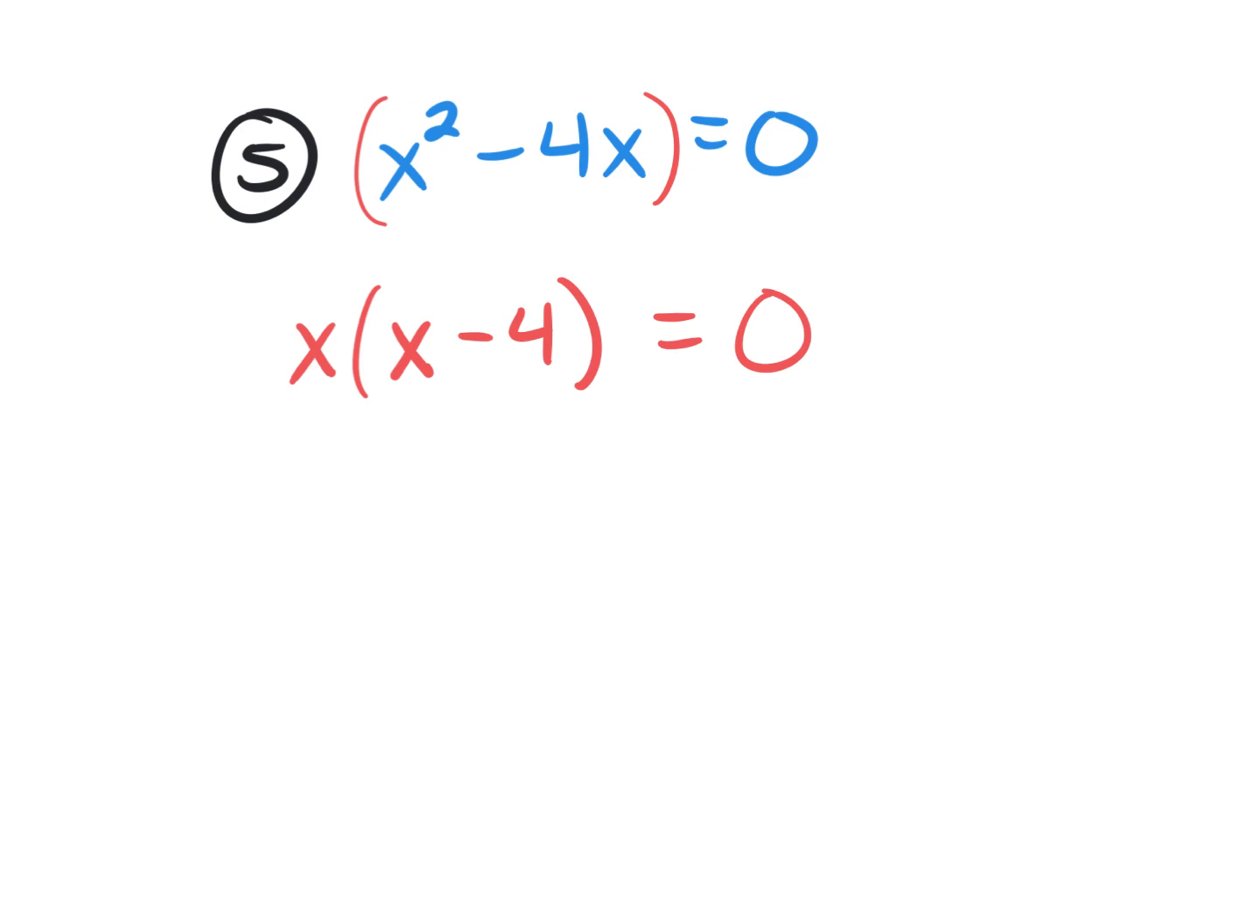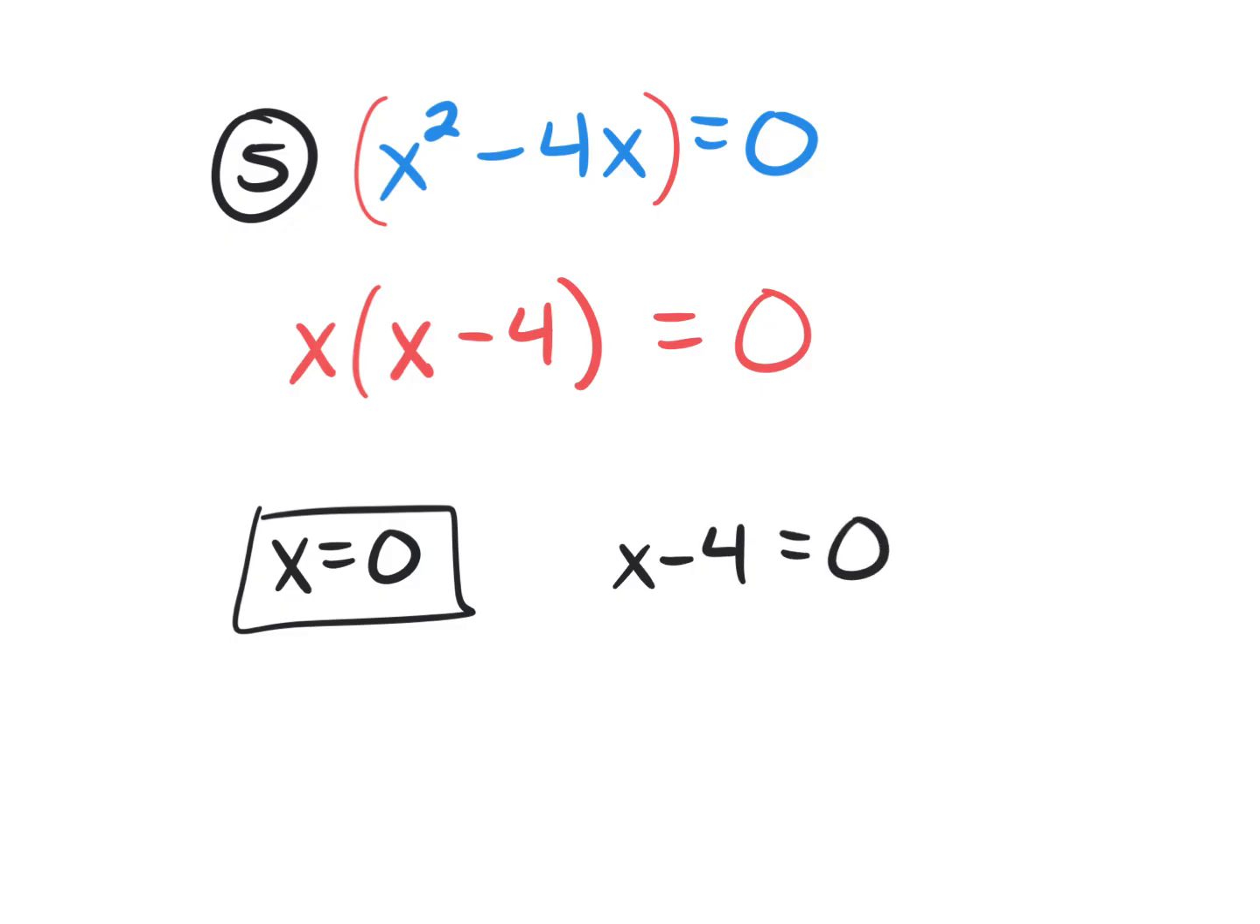What do I do when we're done with those 2 steps? Equal to 0. Correct, equal to 0. So we have x equals 0, which is one of our solutions. And we have x minus 4 equals 0. What's my last step on that one? Add 4. So we get x equals 4.